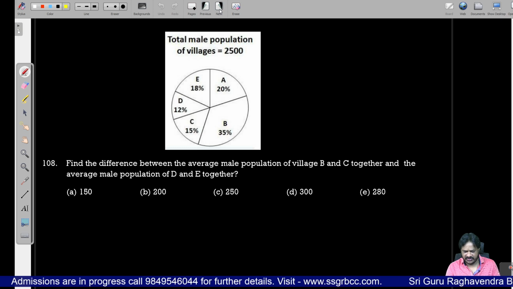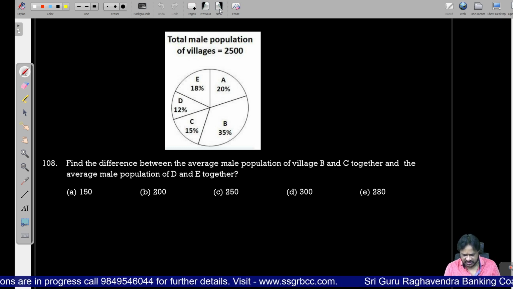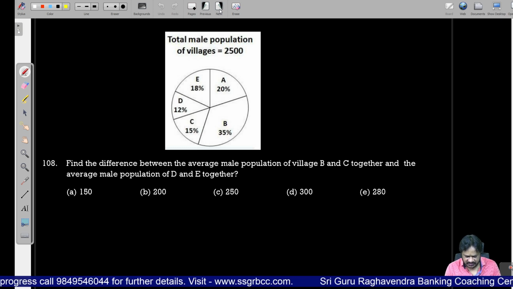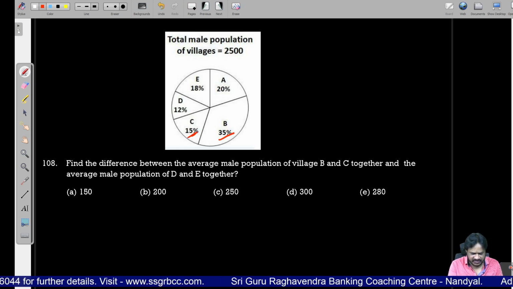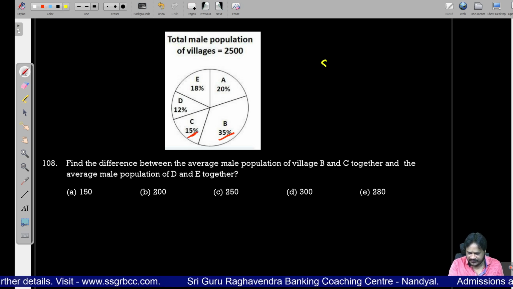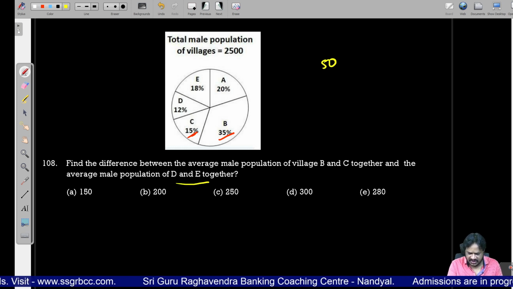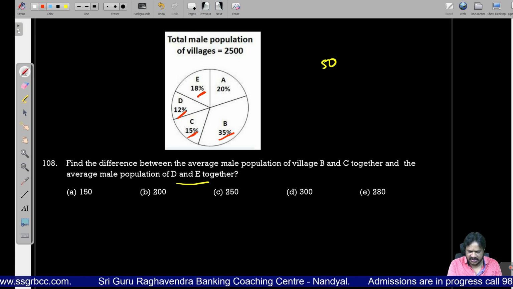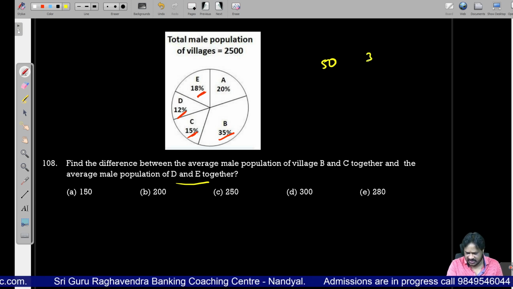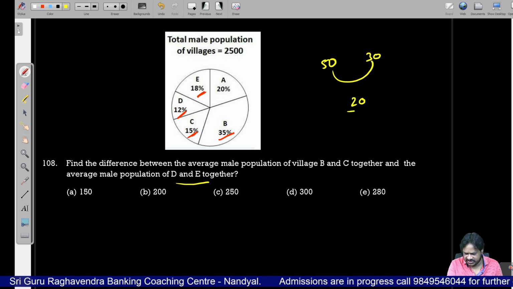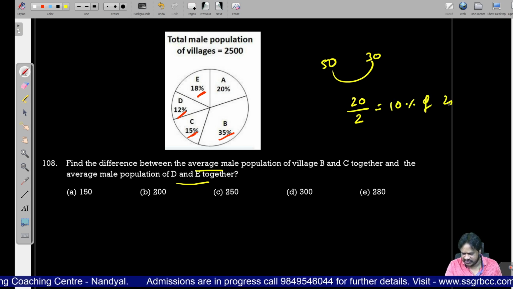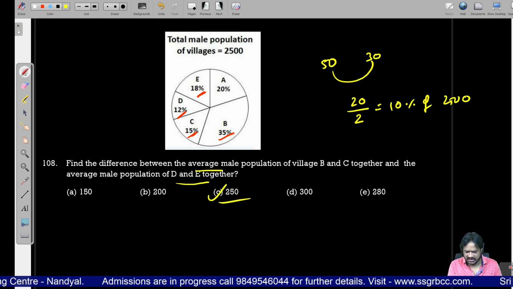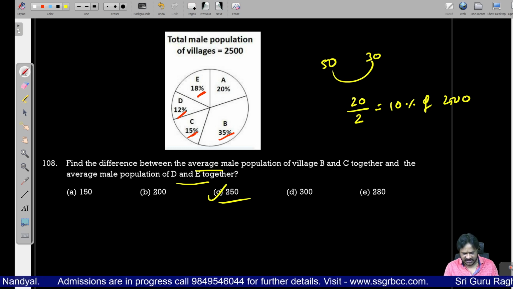Find the difference between the average male population of B and C and the average male population of D and E. Now, male population of B and C: 35 plus 15 is 50. Then D and E: 12 and 18, that is 30. So the difference, 50 minus 30, is 20. Since we want the average, we are dividing by 2. It is 10%. 10% of which value? 2500, that is 250. 250 is the correct answer.